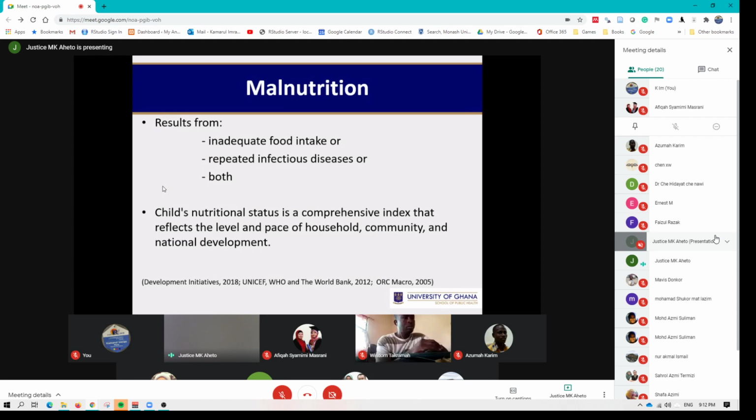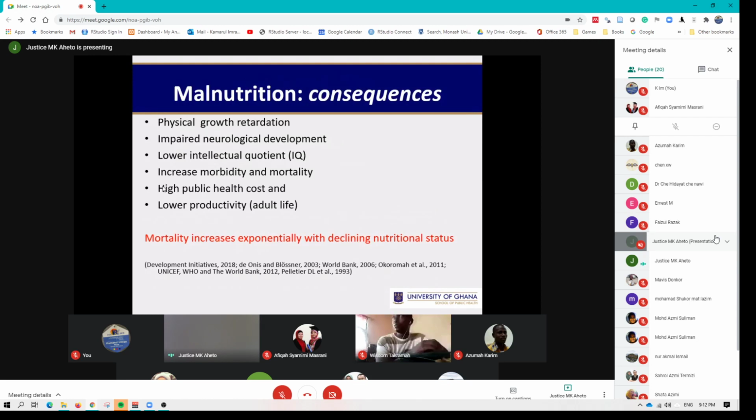So it's a very key indicator of health of people. This is something very dear to all of us. And what are some of the consequences if you don't receive the right amount of nutrition? First, there's what you call physical growth retardation, meaning that the rate at which you're supposed to grow, you wouldn't grow at that rate. It also has some effect on your neurological development. One of the things well established is about low intellectual coefficient. And then once you are malnourished, it also increases your morbidity and mortality chances.